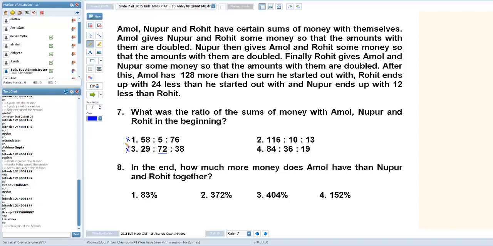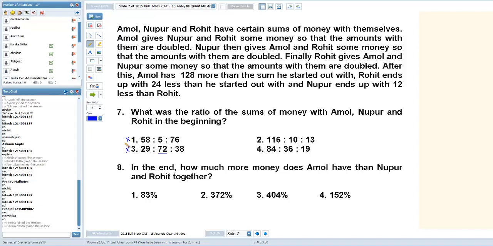Similarly, the first option is neglected. Why so? Because Amol has 58 rupees and he wants to give 76 rupees to Rohit. But he has only 58 rupees with him. That's why this option is rejected. Of course, the first ratio should be more than the other two ratios. Is it okay, Pranjal? The first and third options are rejected.